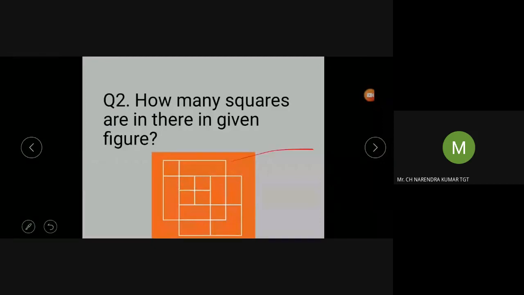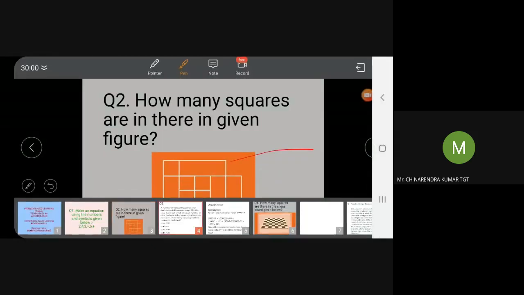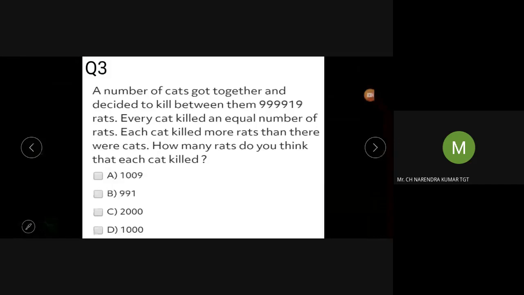The next question, question number 3, is: a number of cats got together and decided to kill between them 9,99,919 rats. Every cat killed an equal number of rats. Each cat killed more rats than there were cats. How many rats do you think that each cat killed? And there are 4 options you can see. So please answer this, sir.